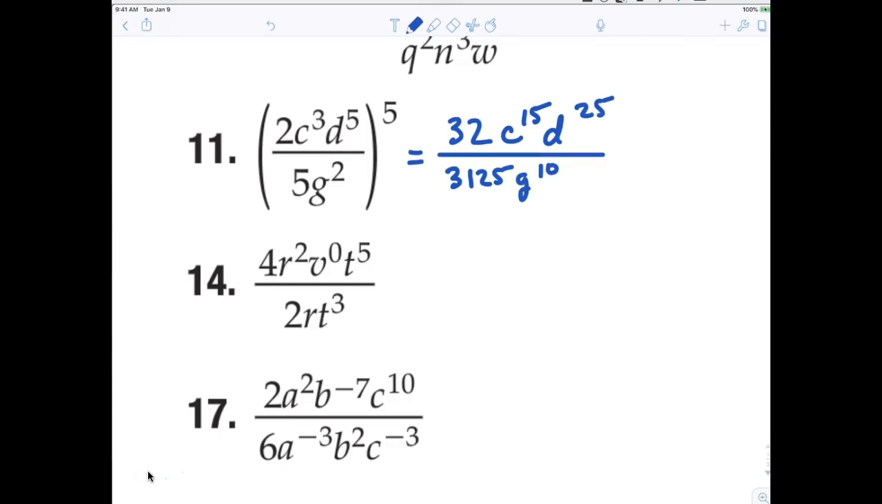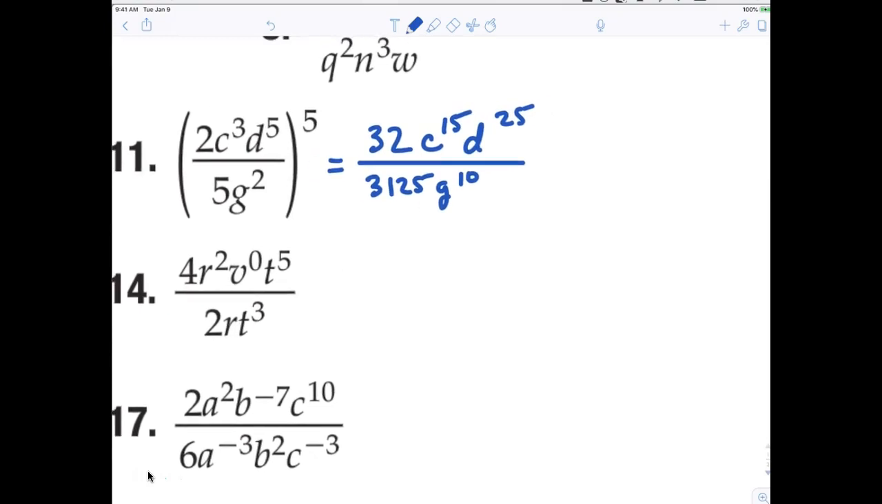All right. Any questions with that? Now, on your calculator, for those of you who don't know that 5 to the 5th is 3125, you would do 5 caret 5. Does everybody know that? The little caret button on your calculator raises it to whatever power you would like.